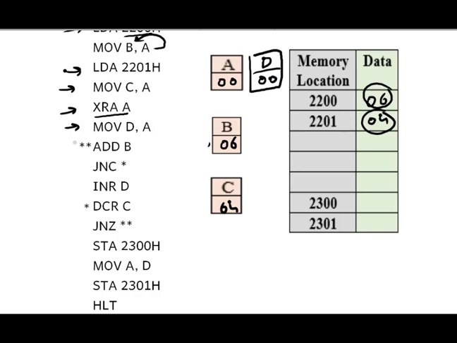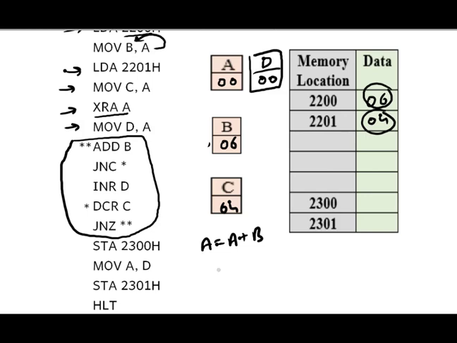Now this is the part where we actually do the multiplication with repetitive addition. So you can just get the idea. The first part is ADD B. What will ADD B do? ADD B means A equals A plus B. So we are adding the contents of A with B.